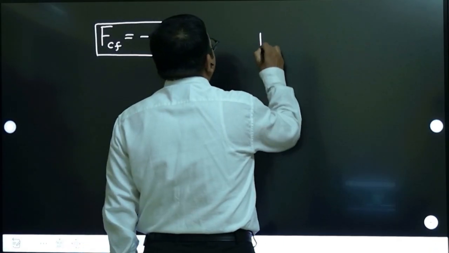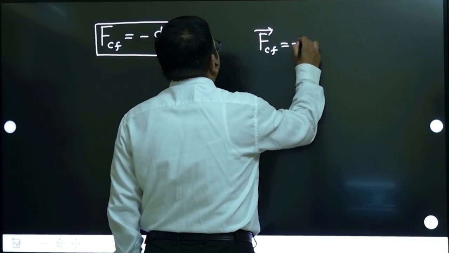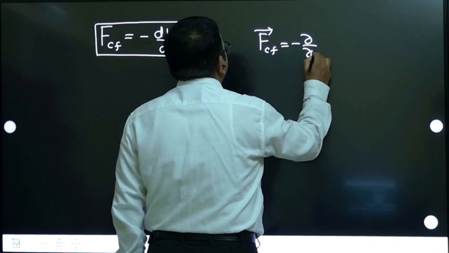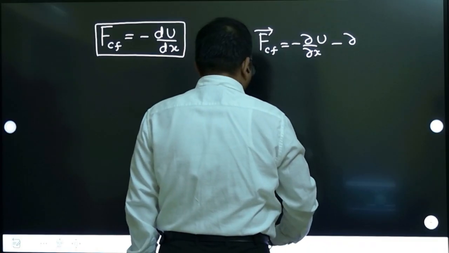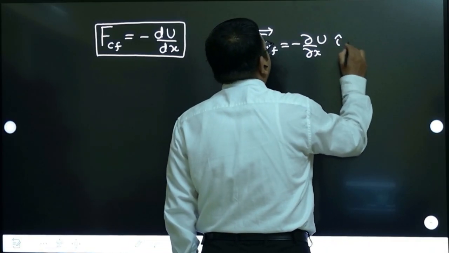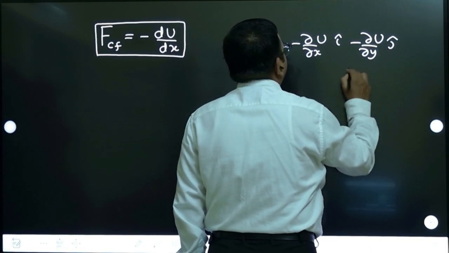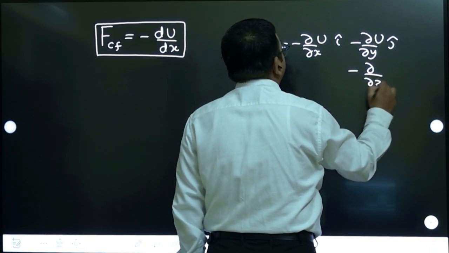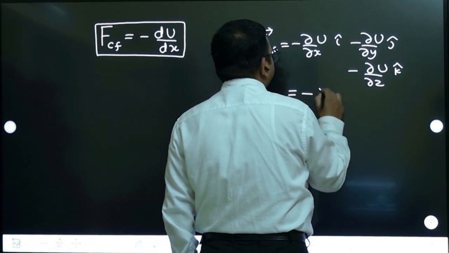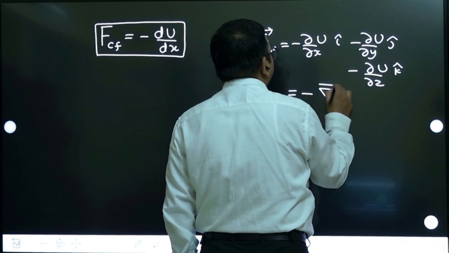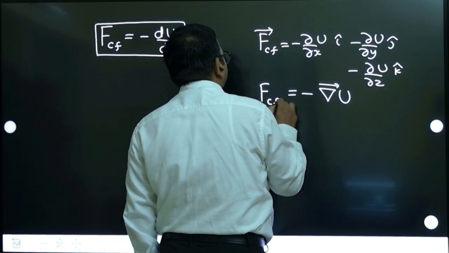In three dimensions, in vector form, conservative force is given as minus ∂U/∂x i cap, minus ∂U/∂y j cap, minus ∂U/∂z k cap. Or in short, we can write this as minus del vector of U. So in short, it is written like this.